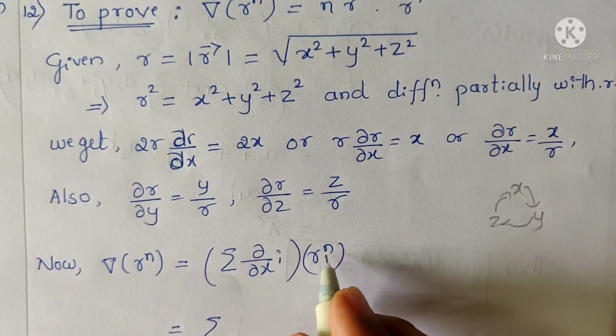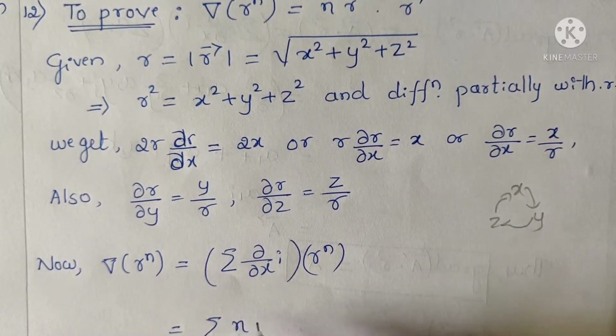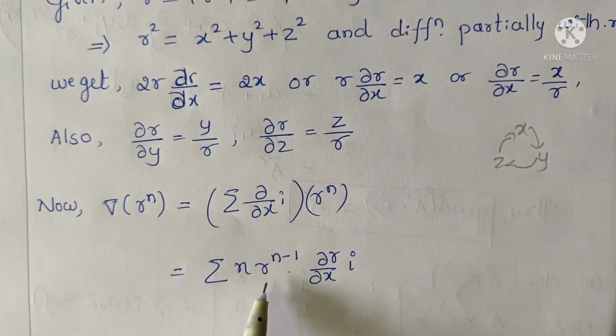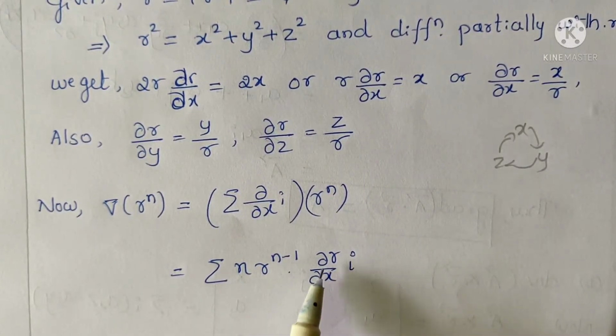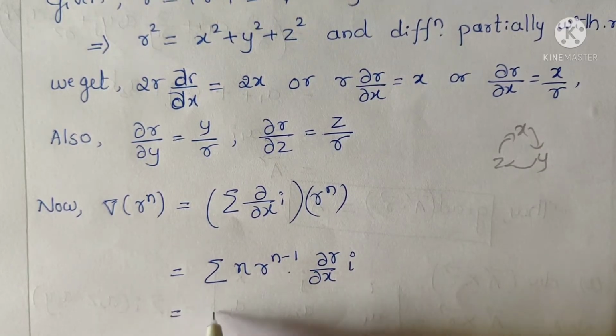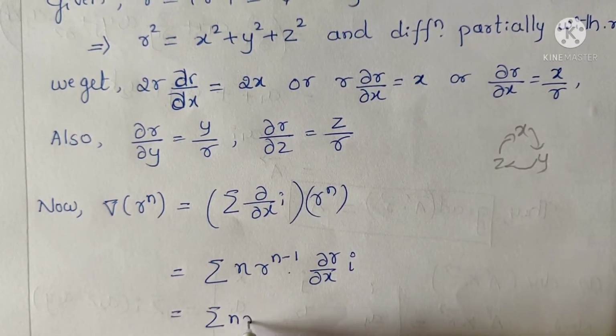So ∂/∂x of r^n is n r^(n-1) into ∂r/∂x into i. So when you differentiate partially r^n, it is n r^(n-1) into ∂r/∂x into i. So this is summation of n r^(n-1).